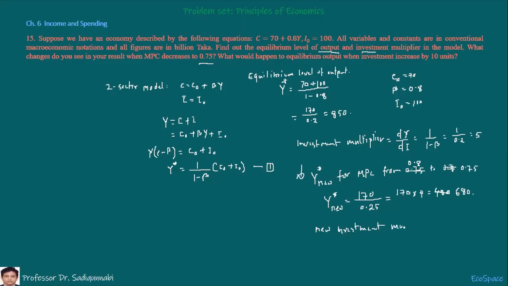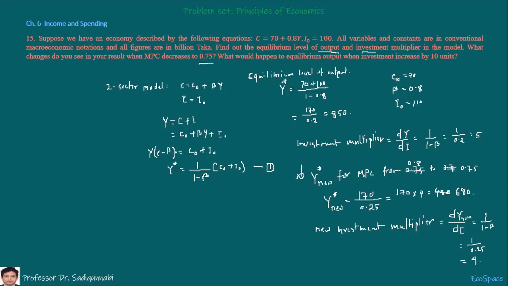New investment multiplier equals dy new by di equals 1 upon 1 minus beta. It means 1 upon 1 minus 0.75 equals 1 upon 0.25, which equals 4. Okay.